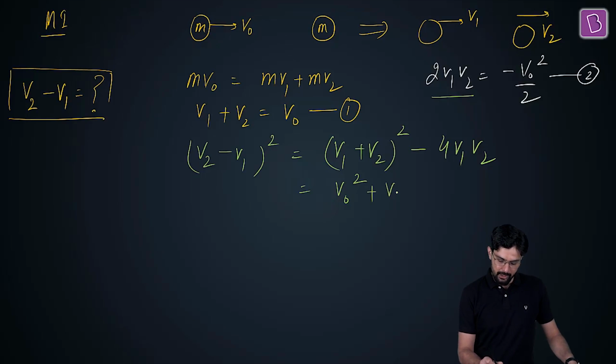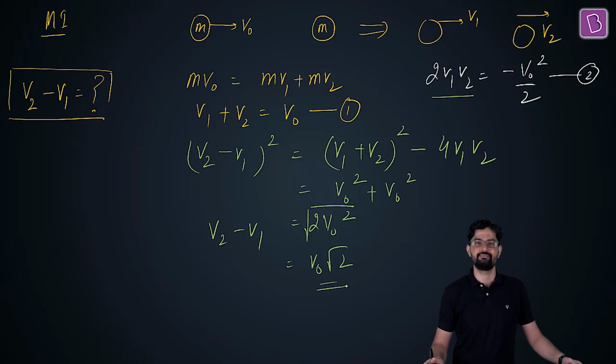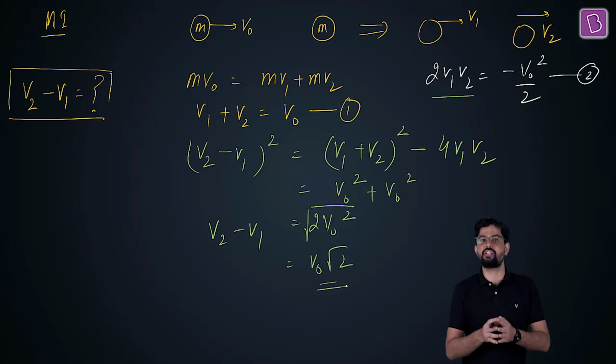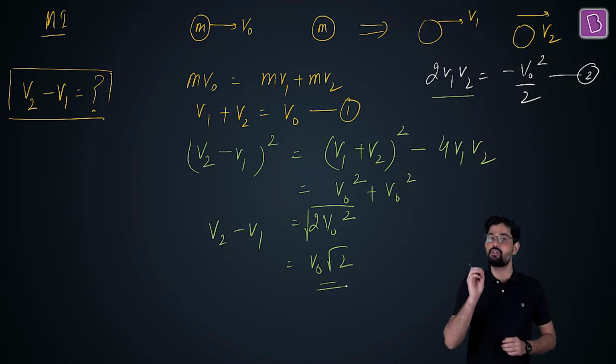So minus minus will be plus, and this is 2 v0 square, and from here v2 minus v1 is going to be equal to under root of this, that is v0 root 2, right? So the magnitude of the velocity of separation v2 minus v1 is going to be equal to root 2 v0.